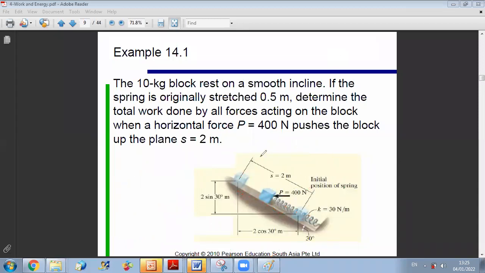Okay, so I will add a question. For which position, okay, the block will stop? So I want to find if there is a position S for which the block will not be able to move upward anymore. So if the block will stop, then I can say I will define the state as state 3. I want to find the position S3 for which my block will stop, okay? So because it will stop, then V at 3 will be equal to 0. And now I can apply.